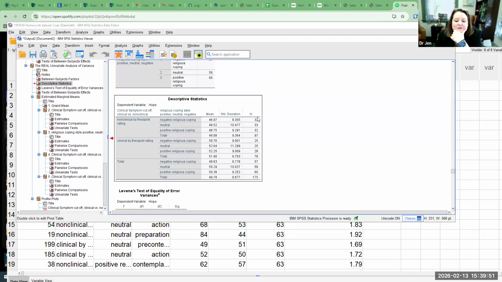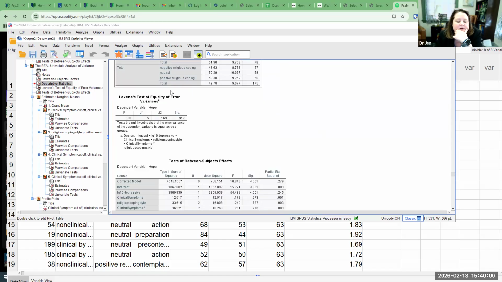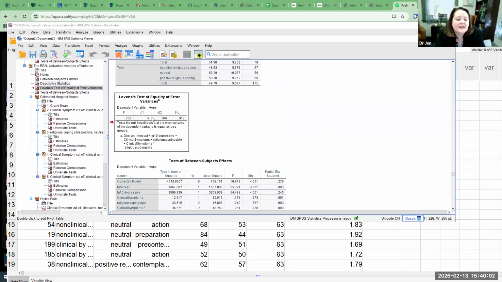I'm not generally going to ask you this, but one of the things to look for is making sure your Ns don't get too terribly small. So they're looking pretty good. Okay, Levene's test though, that was the thing that we were looking for, and we want it to not be significant, and it's not. Levene's test is 0.912, which is fantastic.